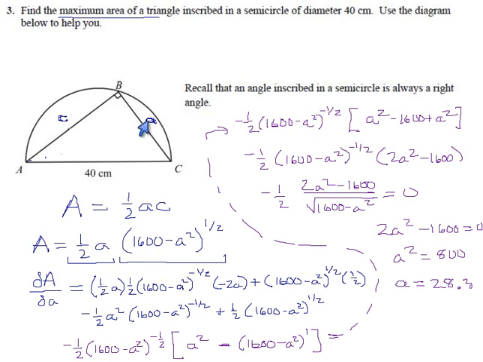Now if you go back using the Pythagorean theorem and see what that gives you for the length of c, you'll find that that length is also 28.3, which means the optimal triangle is an isosceles triangle. It's one where the sides A and C are exactly the same. They're both 28.3, and that will give you the greatest possible area.